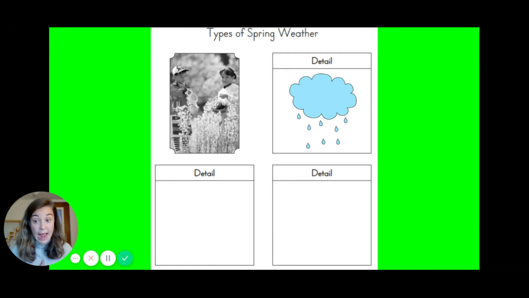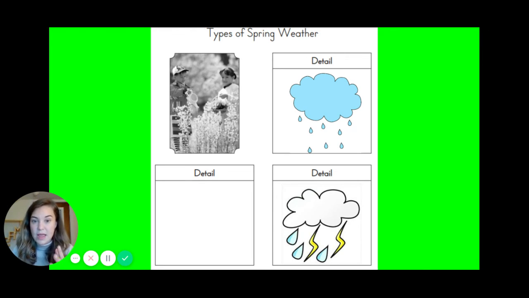One type of spring weather that I remember was the rain. I remember them saying the rain comes, right? It was discussing how rain is part of spring weather. Another kind of detail that I remember about the spring weather was the thunderstorms, right? The thunder was rolling in. It said the thunder comes, right? That's a type of spring weather that supports our main idea of spring weather.